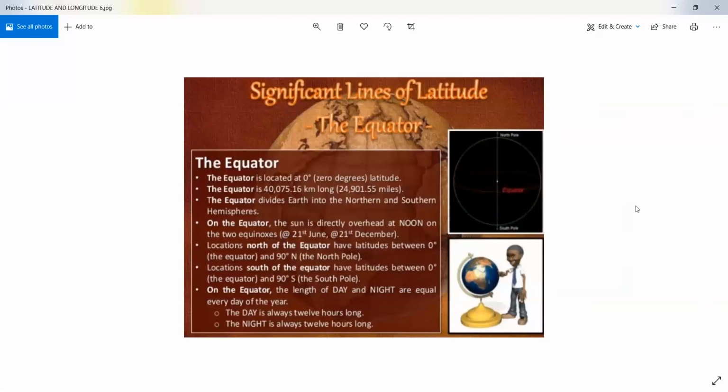Locations south of the equator have latitudes between 0 degrees, the equator, and 90 degrees south, the South Pole. On the equator, the length of day and night are equal every day of the year. The day is always 12 hours long. The night is always 12 hours long. So both of them are equal.